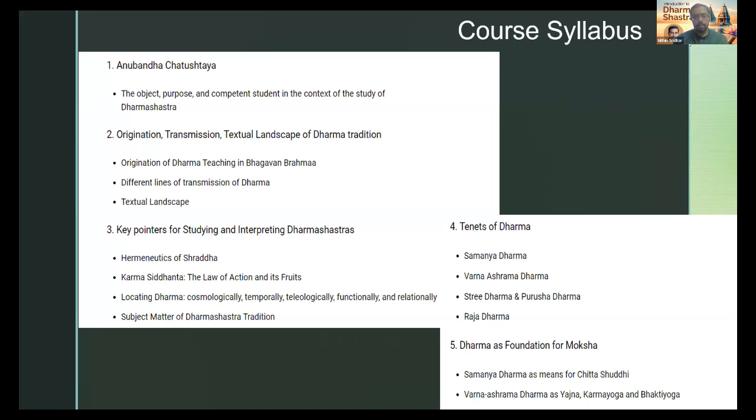So we'll be seeing what is dharma in that context, because the subject matter of Dharmaśāstra is dharma. So what is dharma? Who is the competent seeker? What is the purpose of this study? What is the utility or the fruit of such a study, and all those things.